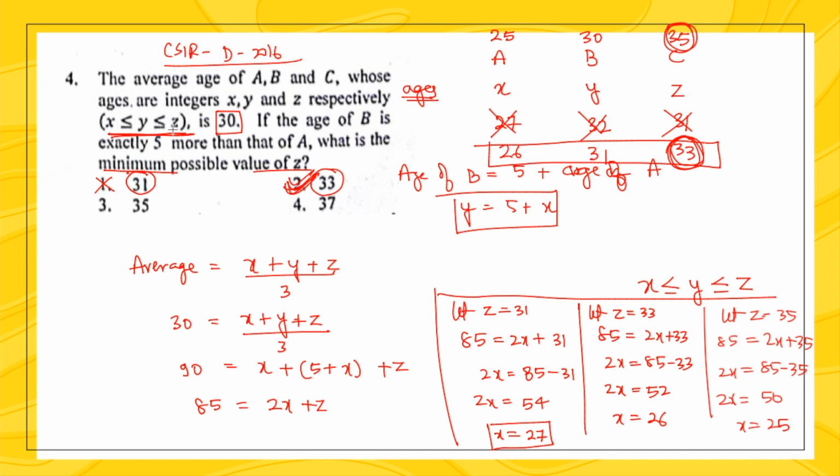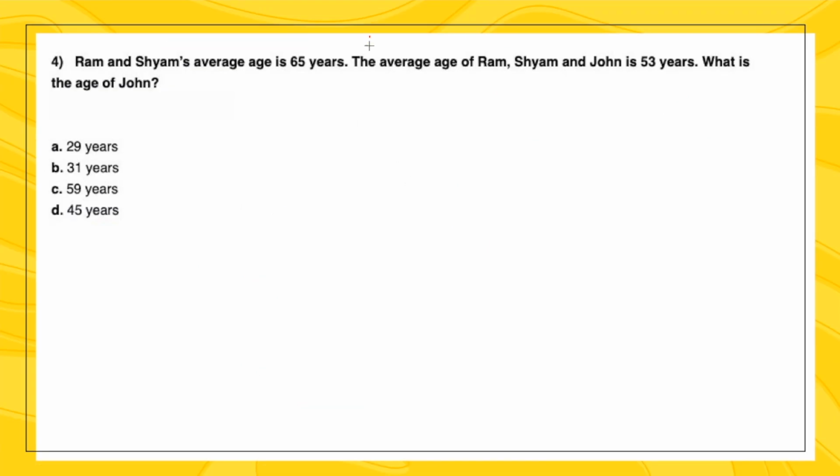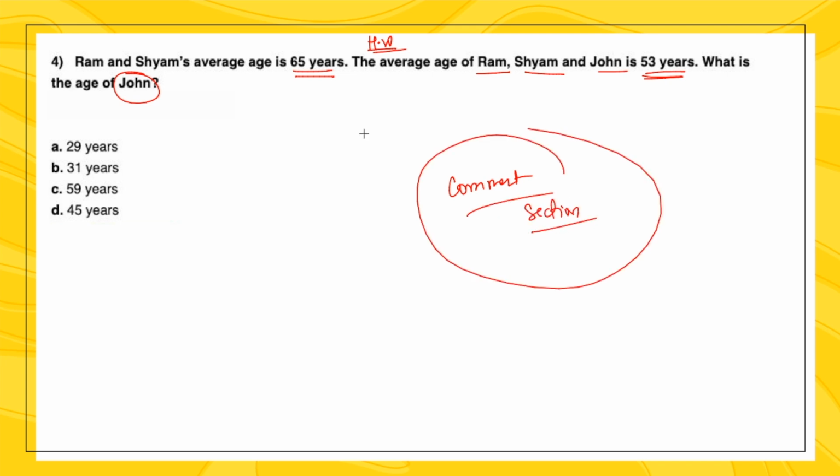Now is the time when I'll give you a homework question for this video. Okay, so this is the homework question for today's video. It says Ram and Shyam's average age is 65 years. The average age of Ram, Shyam and John is 53 years. What is the age of John? Try it out. It's not a difficult question. It's an easy one. All you have to do is apply the formula of averaging, whatever we have discussed in the video, and I am quite sure you will be able to do it. Try to answer this question and put your answer in the comment section below, and I'll look at them and I'll solve that in the upcoming video.